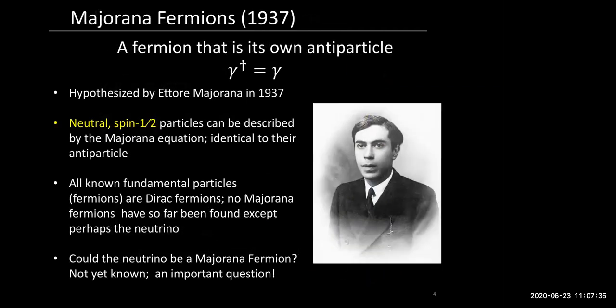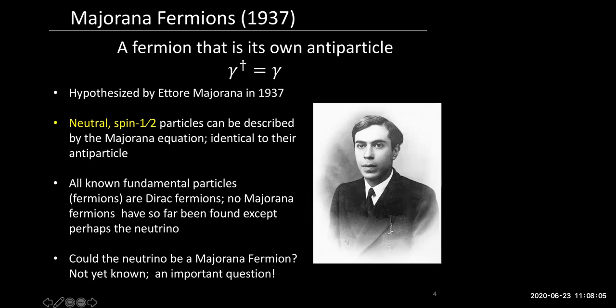And in 1937, which is not even 10 years after Dirac wrote down the Dirac equation, Majorana came up with a different equation whose solutions are fermions that are their own antiparticles. So this is the result of his equation. You have particles that are their own antiparticles.